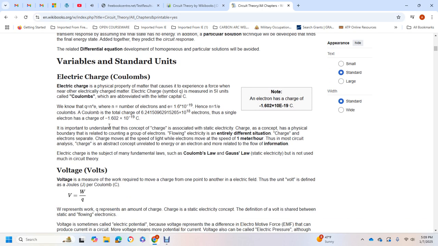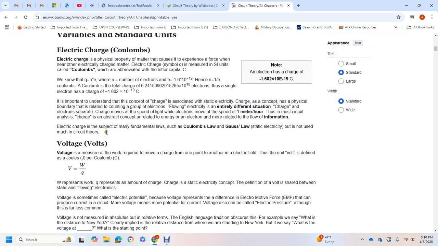Charge is a concept of a physical boundary related to counting a group of electrons, while flowing electricity is an entirely different situation. Charge and electrons are separate. Charge moves at the speed of light, while electrons move at the speed of about 1 meter an hour. In most circuit analysis, charge is an abstract concept related to energy, and electrons are more related to the flow of information. Electric charge is the subject of many fundamental laws, Coulomb's law and Gauss's law, and static electricity, but it's not used much in circuit theory.